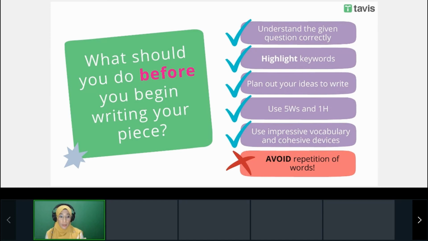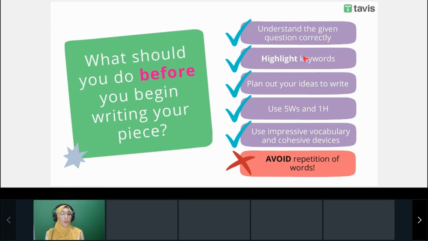So I already shared with you a few tips, and I'm going to share with you more here. So first of all, you need to try and understand the given question correctly. It's very important. Why? Because you do not want to lose marks if you write the wrong content. And you have to also make sure that the reader understands your writing. You don't want to lose marks on your communicative achievement.